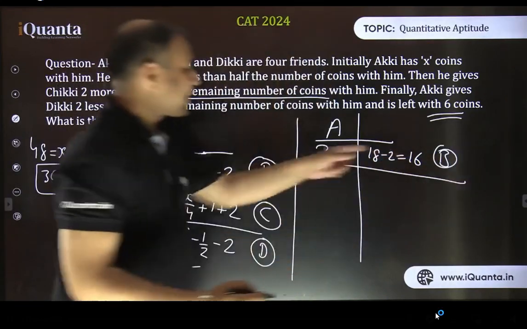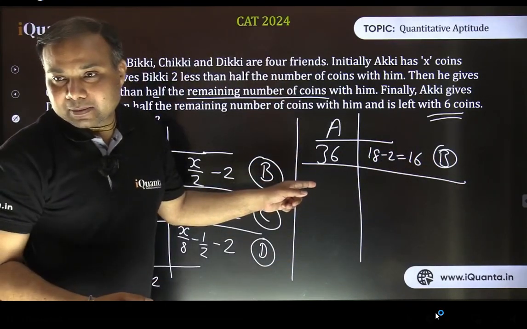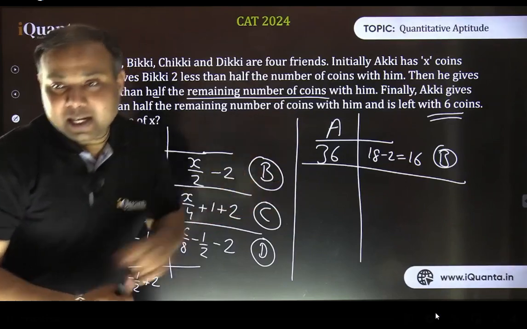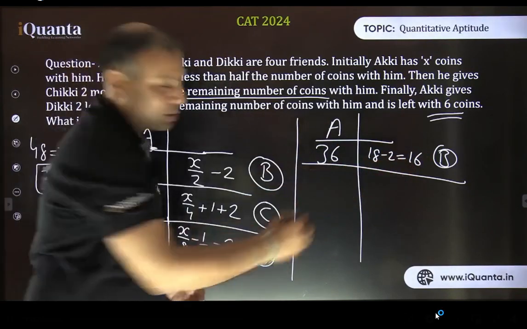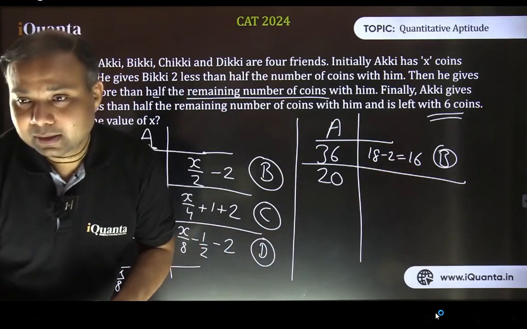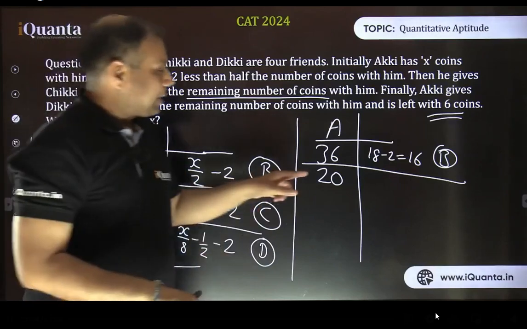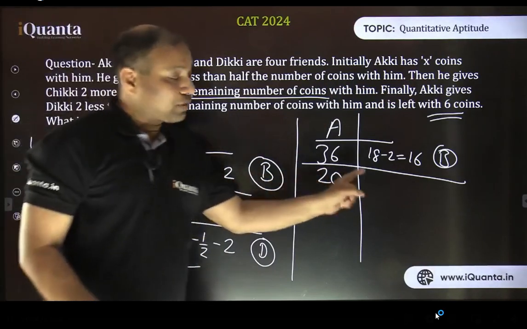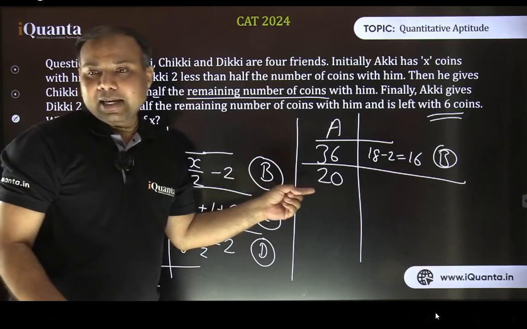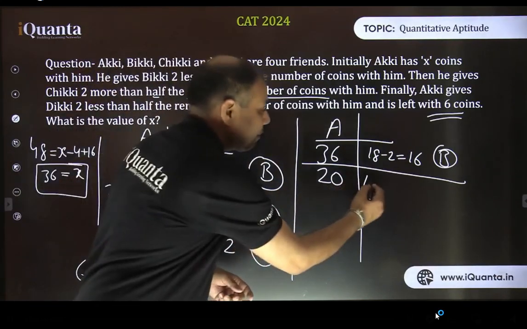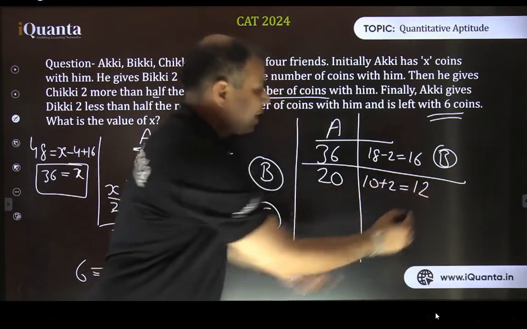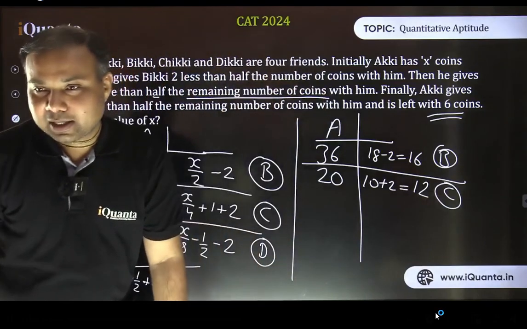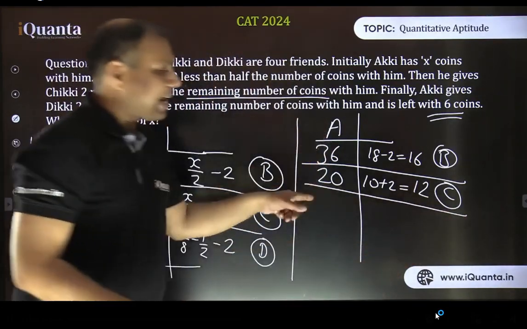Fine. And now how many are remaining with A? It is 36 minus 16, that is 20, of course. Right. Now, he gives C 2 more than half, that means half and 2 more, right? So what is half of 20? It is 10, and 2 more than that. So 10 plus 2, that is 12 coins have been given to C. Is it okay?